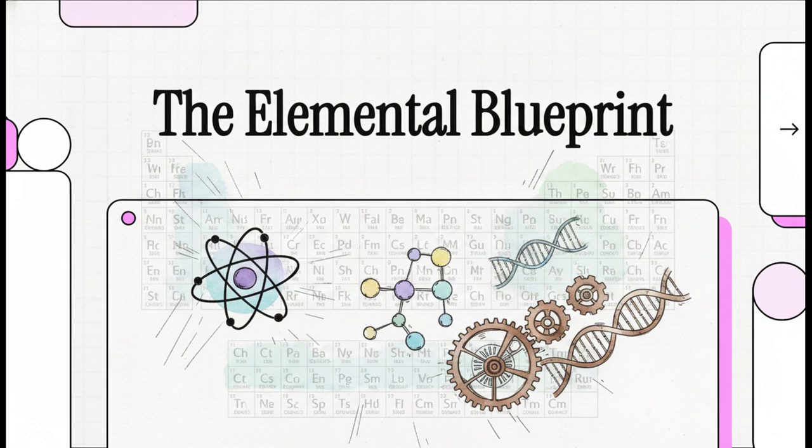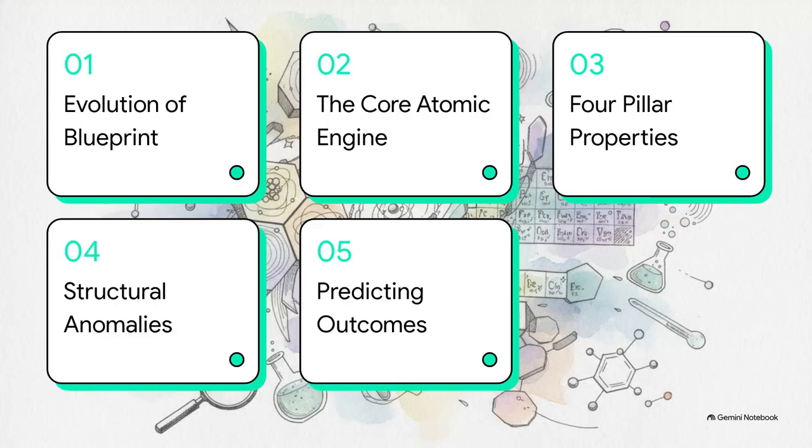Because the periodic table isn't just some list, it is an incredibly dynamic, predictive machine of matter. And honestly, once you understand the engine running underneath it, the entire physical world starts to make perfect logical sense. So here's our agenda for today. We're going to cover 1, the evolution of the blueprint, 2, the core atomic engine, 3, the 4 pillar properties, 4, solving structural anomalies, and finally, 5, predicting chemical outcomes.